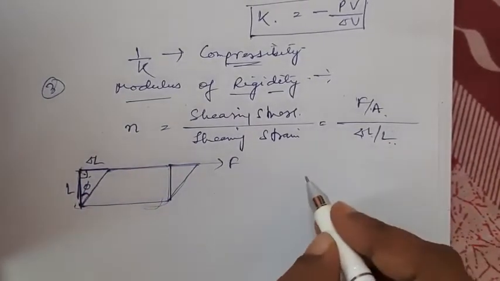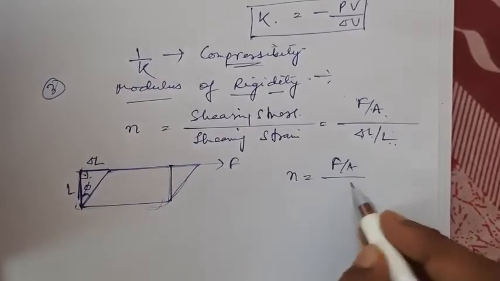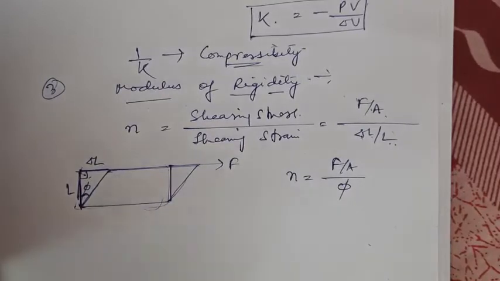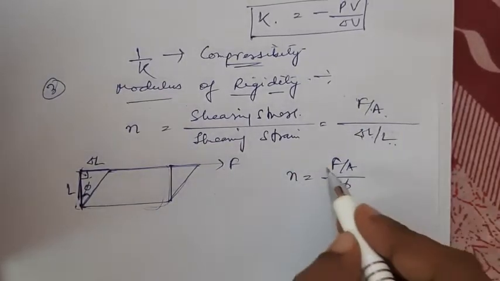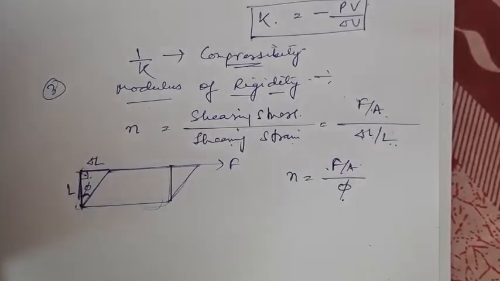Now we can write this expression of n in this way also. In many books you can find it in this way, F by A by phi, not by delta L by L. F by A by the angle. Shearing strain means the angle of change.